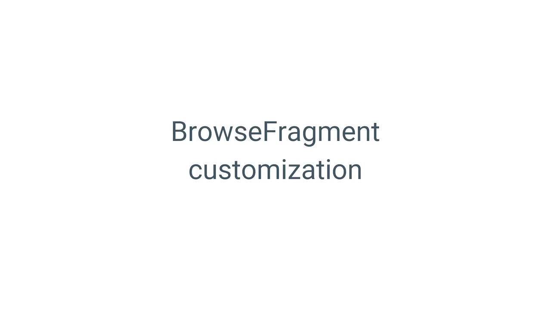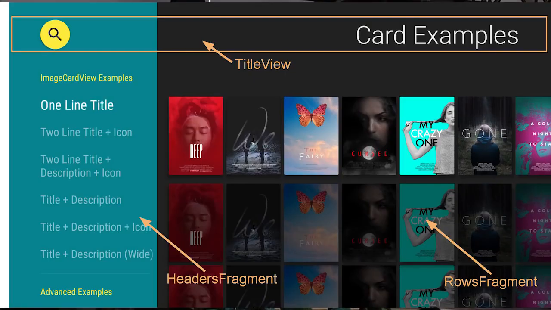Now, no matter what app you're building, you'd want to display content in a way that's intuitive and easily accessible. Leanback's answer to this is browse fragment. It displays content in a set of rows. It consists of three things. It has the headers fragment to the left, which has the navigation menu arranged in a vertical list. It has the title bar to the top, which displays your branding information in a row. And there is a rows fragment to the right, which displays your content in a set of rows.